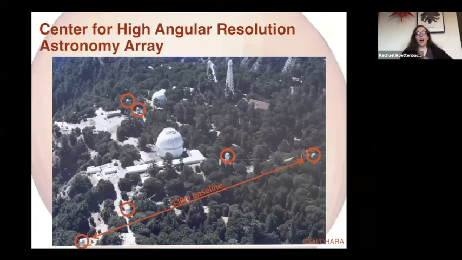So I use the CHARA array, which is the Center for High Angular Resolution Astronomy array. It's 6 1-meter telescopes that effectively make a 330-meter telescope. They're located outside of Los Angeles at Mount Wilson. So the light comes in and hits your little 1-meter telescopes, which are all circled in the orange circles. Your light goes through some vacuum tubes, which you might be able to see. And then it goes into that sort of L-shaped building. And that's where we have those delay lines, the mirrors on the carts that make the distance that the light has to travel all equal.